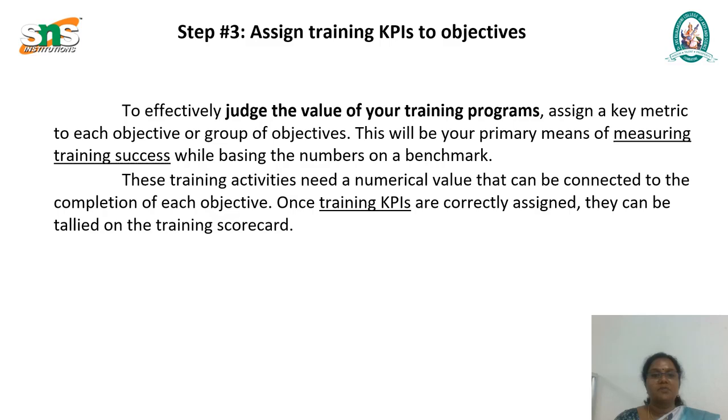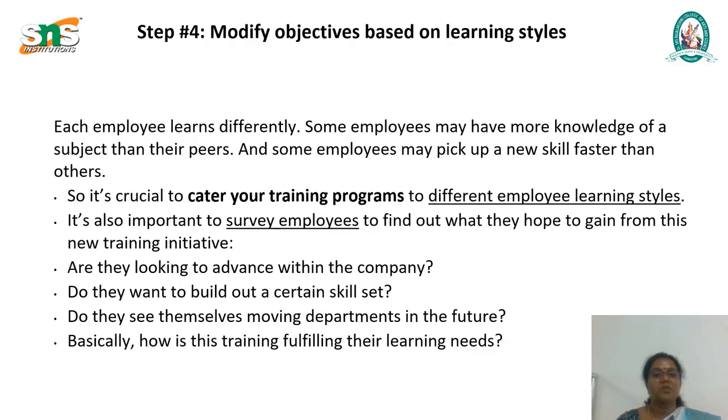Assign training KPIs to objectives to effectively judge the value of your training program. Assign a key metric to each objective or group of objectives. This will be your primary means of measuring training success while basing the numbers on a benchmark. These training activities need a numerical value that can be connected to the completion of each objective. Once training KPIs are correctly assigned, they can be tracked on the training scorecard.